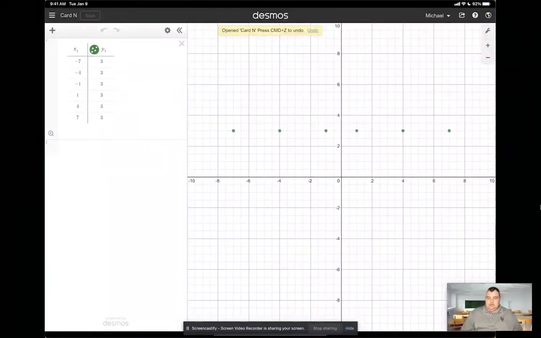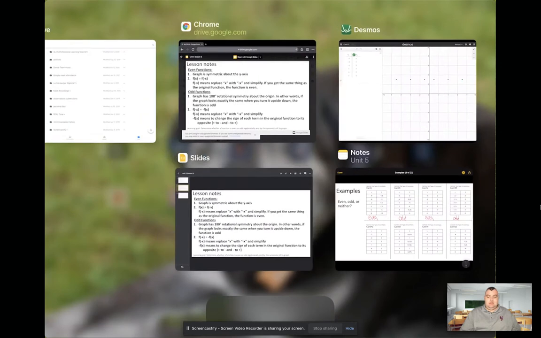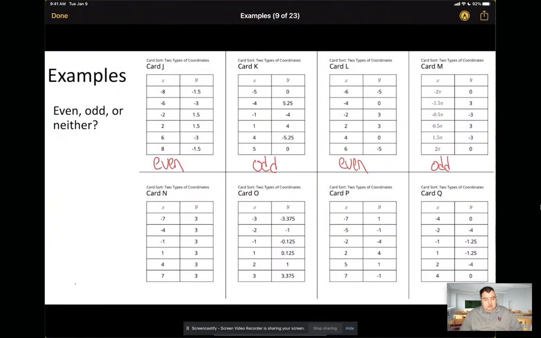Okay, card N. Card N is just a horizontal line. And a horizontal line is definitely symmetric about the y-axis, which means this is definitely an even function. So card N is an even function.